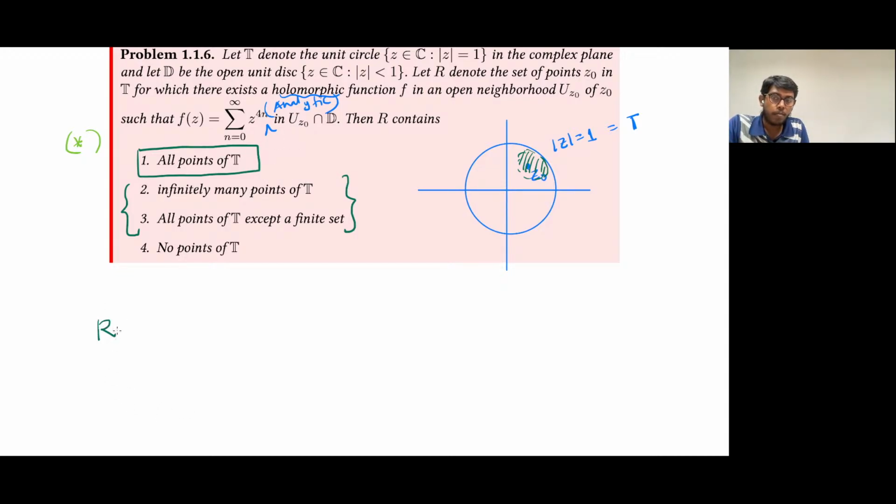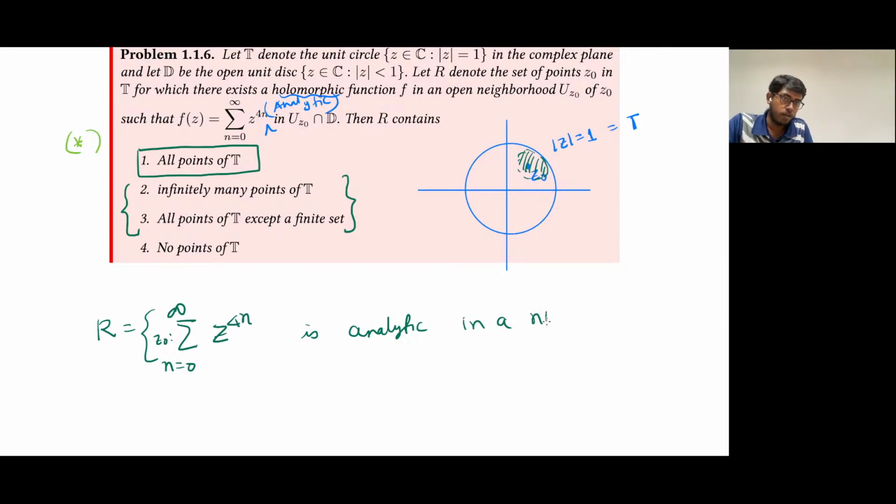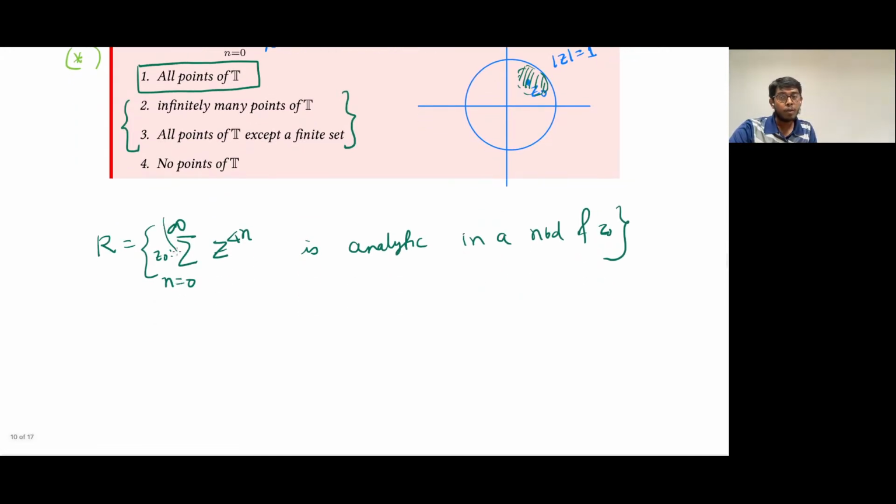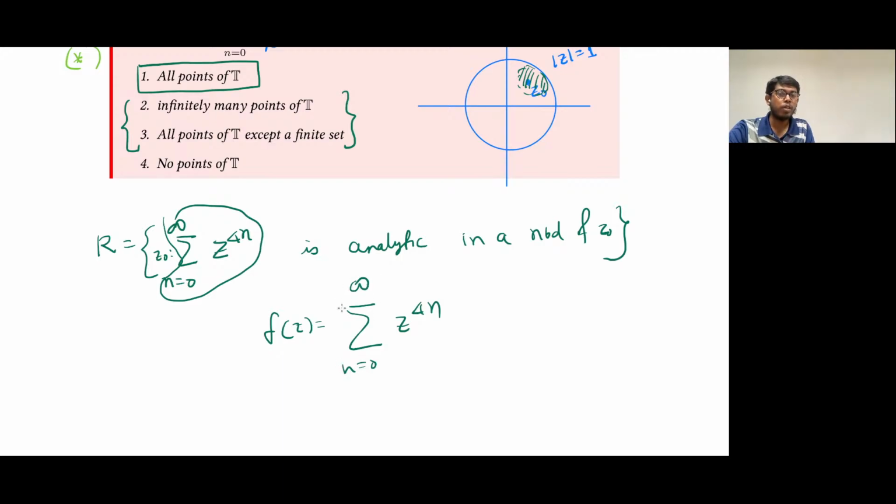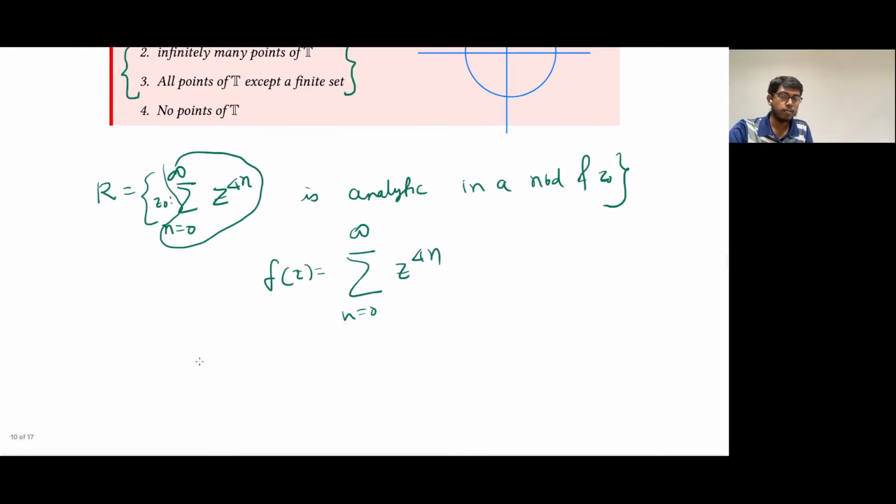R is basically the set of all Z naught such that F, which is the sum of Z to the power 4n, n from 0 to infinity, is analytic in a neighborhood of Z naught. But what is the radius of convergence of this function? If F(z) equals the sum of Z to the power 4n, n from 0 to infinity, what is the radius of convergence of F? That's basically 1.